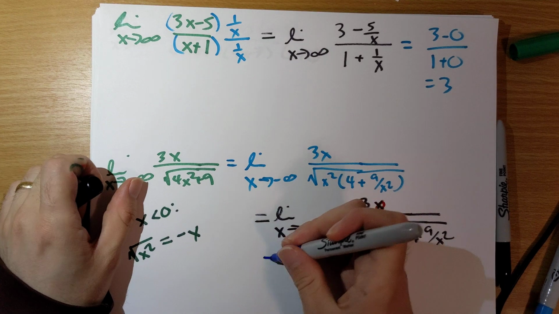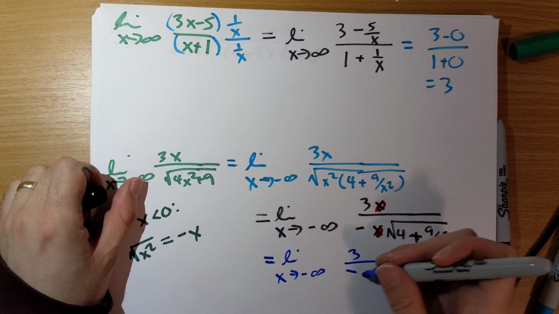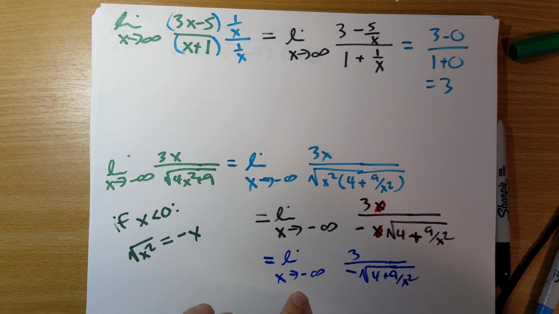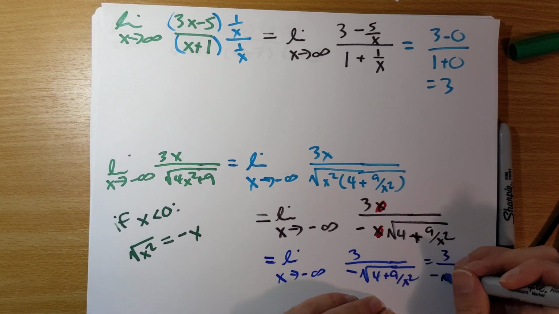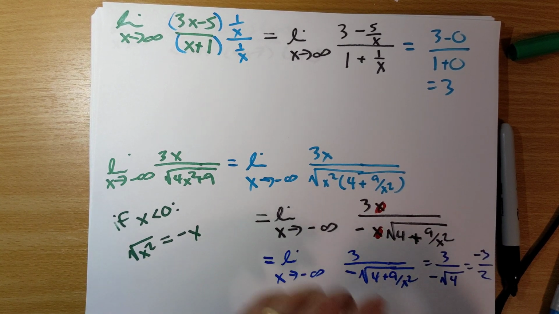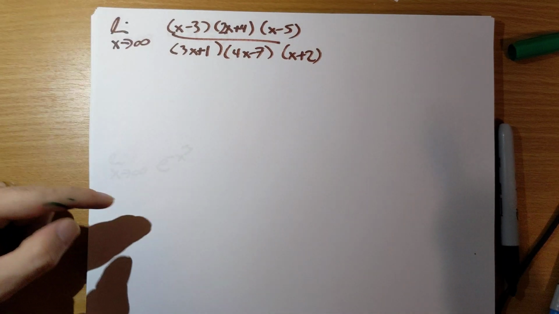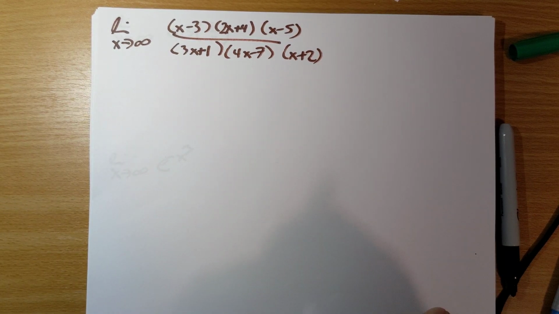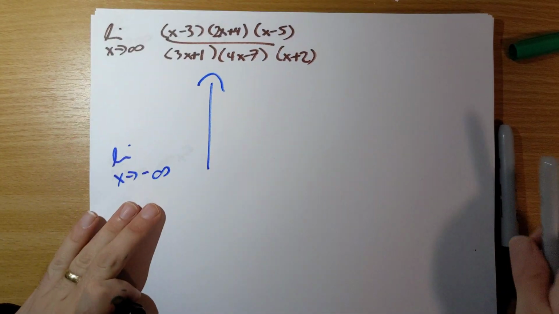And we are left with the limit as x goes to negative infinity of 3 over negative square root of 4 plus 9 over x squared. As x goes to negative infinity, this term goes to 0. So we're left with 3 over negative square root 4 plus 0, negative 3/2. Okay, that's part B. Part C and part D is limits x goes to infinity of this, limits x goes to negative infinity of this same thing here.